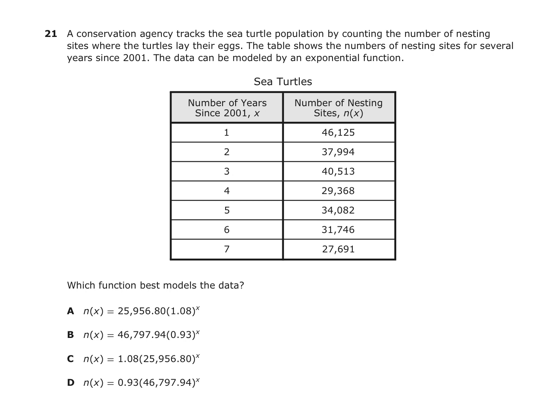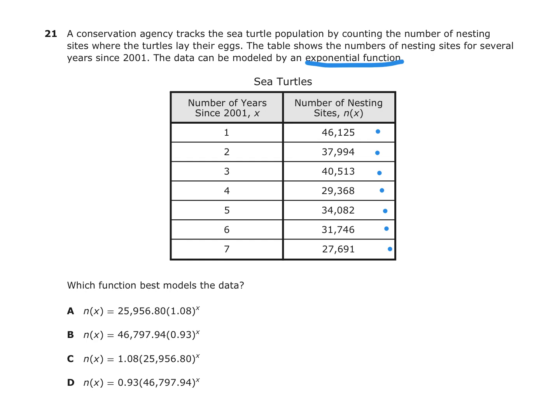Number 21, a conservation agency tracks the sea turtle population by counting the number of nesting sites where the turtles lay their eggs. The table shows the numbers of nesting sites for several years since 2001. The data can be modeled by an exponential function. So in this problem, we're working with an exponential function, and the answers are all exponential functions. Let's take a look at the data here. After 2001, 1 year later, you have 46,000. Then it goes down to 37,900, almost 38,000, 40,000, 29,000, 34,000, 31,000, 27,600.